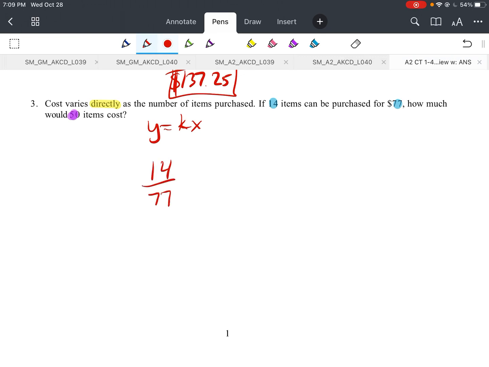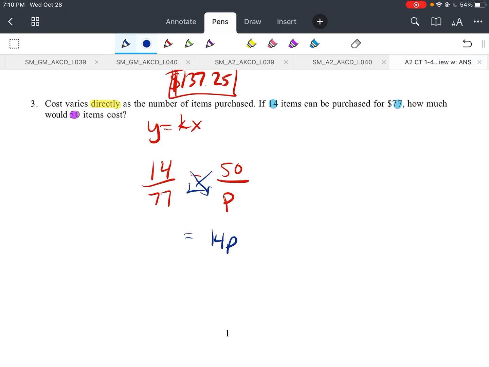And why is that true? It's because y equals kx, which means 14 over 77 equals k, and something over 50, we'll call it x, is also equal to k. Maybe I shouldn't use x because I already defined x, so let's use P for price. I don't know. All right, but because both these things equal k, because it's a constant, they must equal each other, and now I can use proportions here. So cross multiply.